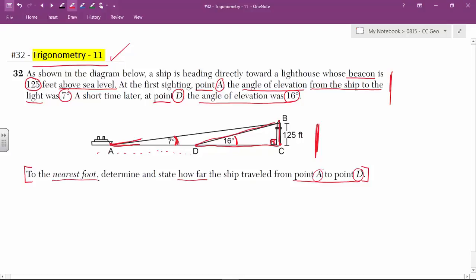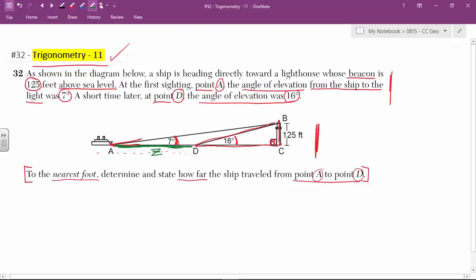So here's the question: they want you to round to the nearest foot, determine and state how far the ship has traveled from point A to point D. So what they're really asking you is this distance here, from point A to point D. How far did it travel? They want to know its value.